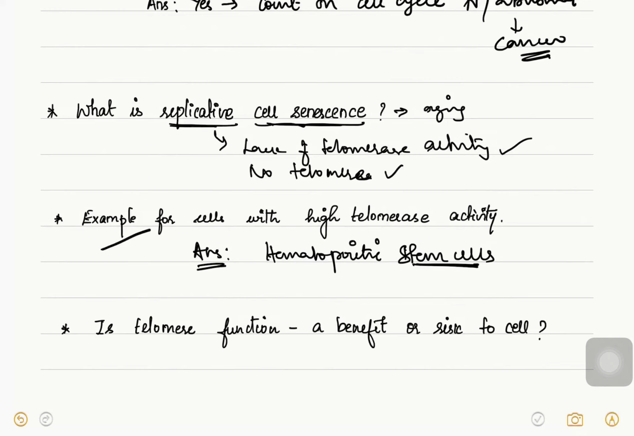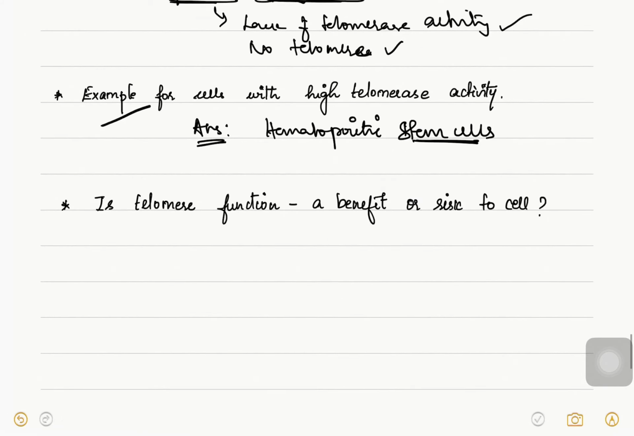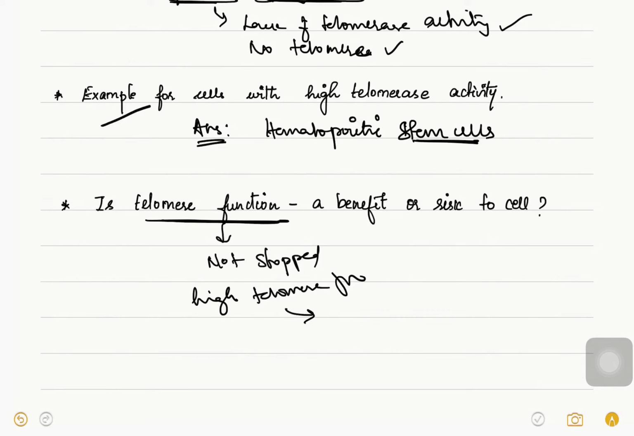Fourth point: is telomerase function a benefit or a risk? First, I said it is protective, and for that I said yes. But is it always protective? No. Because if the telomerase function is not stopped, or if there is high telomerase function in some kind of cells, it will lead to hypertrophy, or it can even cause cancer. Hence, this telomerase function has to be stopped in some cells, but it should continue throughout our lifetime in other cells. That has to be maintained.